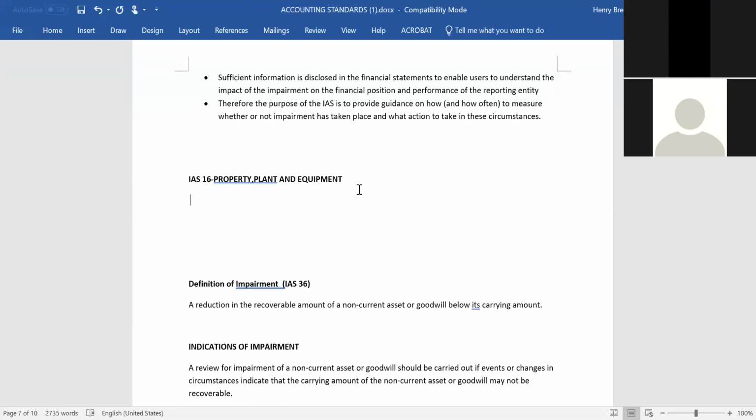Probably he had gone through the standard that if a property is used for rental, it's supposed to be recognized as investment property. But no, because we are using the property for the mission and vision of the company. So if we are using the property for how or why the company exists, then that property should be recognized as IAS 16 property, plant, and equipment.